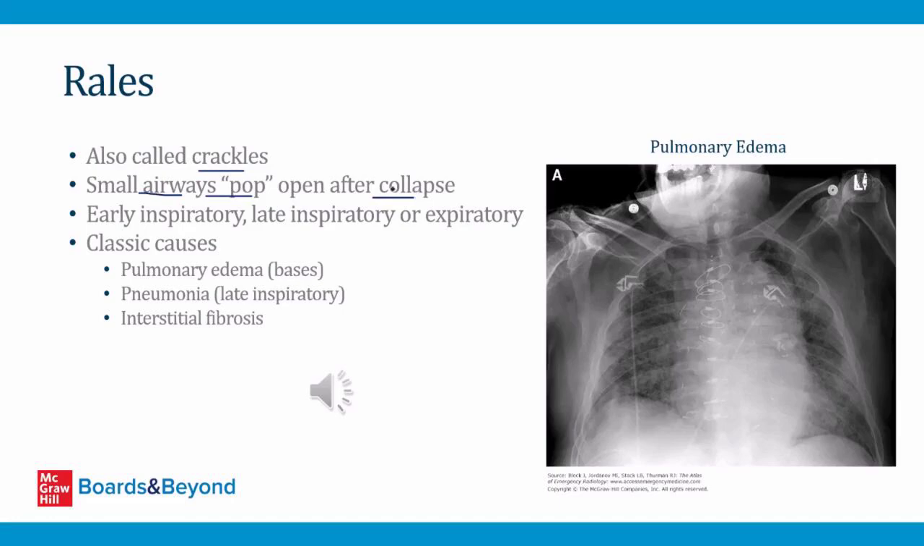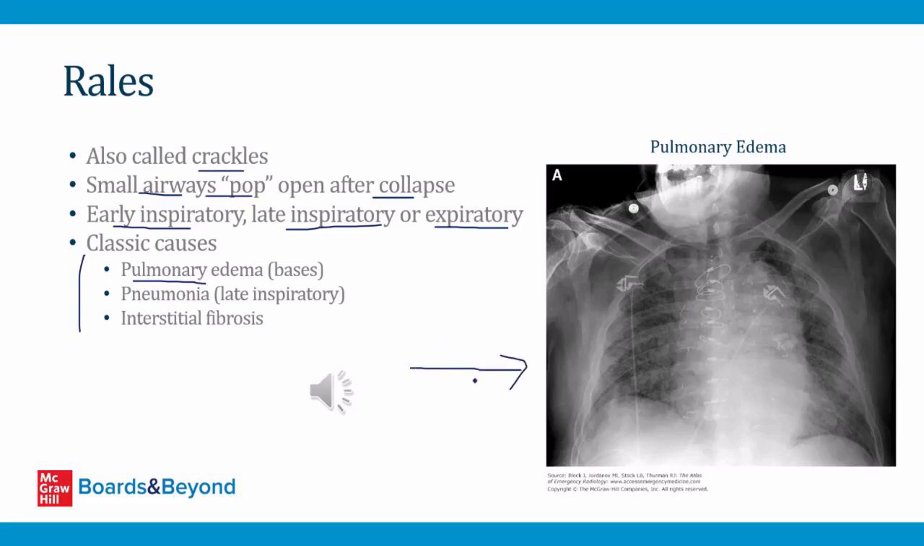You can further describe rales as whether they occur early during inspiration, late during inspiration, or during expiration. And sometimes rales can be heard through all three of these phases of the respiratory cycle, sometimes just one. Some of the classic causes are shown here. So the big one is pulmonary edema. This is an x-ray of pulmonary edema here.